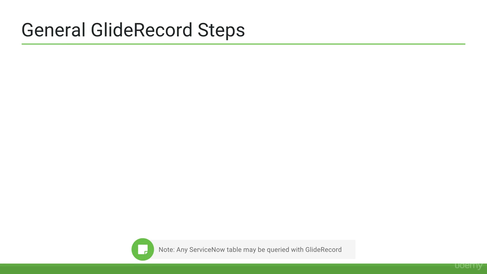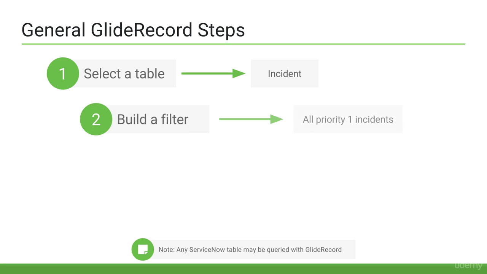Alright, so let's apply this analogy to a real-world example. Again, using our first example we discussed in the Show Me the Code section, we'd like to print all incidents to the screen that have a priority of 1. While these steps may vary depending on the GlideRecord methods that you are using, there are typically 4 steps involved in this process, just like we saw in the analogy. The first step is selecting a table to query. In this example, it's the incident table. In the second step, we build our filter if required. Again, in this example, it's priority 1 incidents.